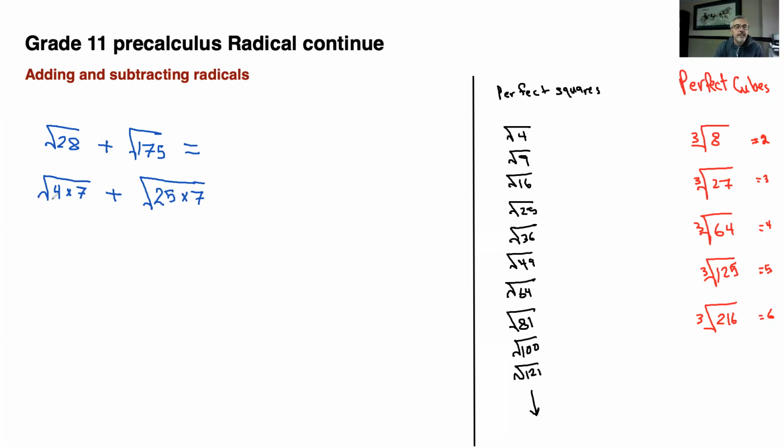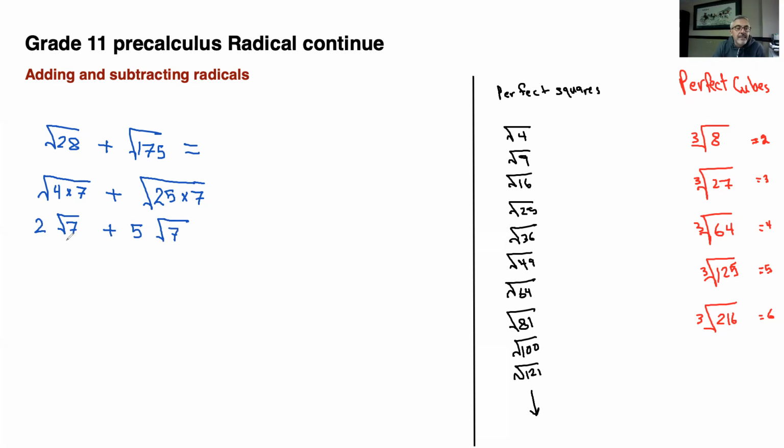And so when you go to this now, you go, okay, I know the square root of 4, it's 2, but I don't know square root of 7. It doesn't have a square root that's a whole number. So it just stays as a root 7 plus square root of 25, it's 5, but we cannot root 7 without a calculator. So just keep it as root 7.